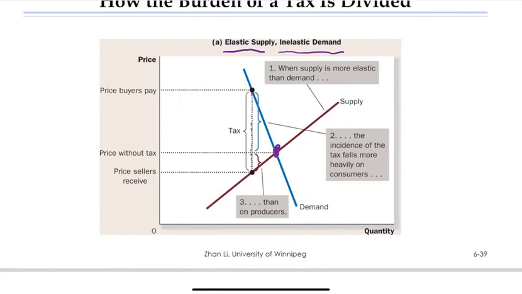So here you can see that buyers share a larger tax burden compared with sellers, right? Because this is the portion of the tax shared by buyers, and this is the portion of the tax shared by sellers, right?